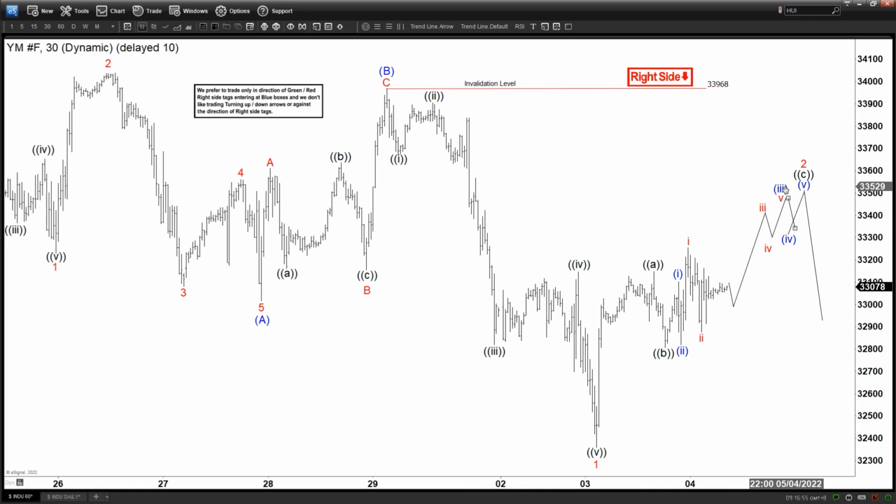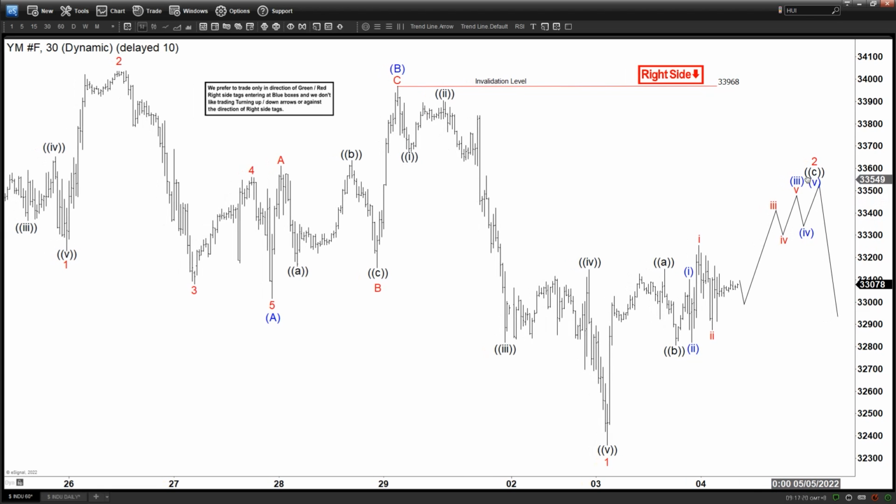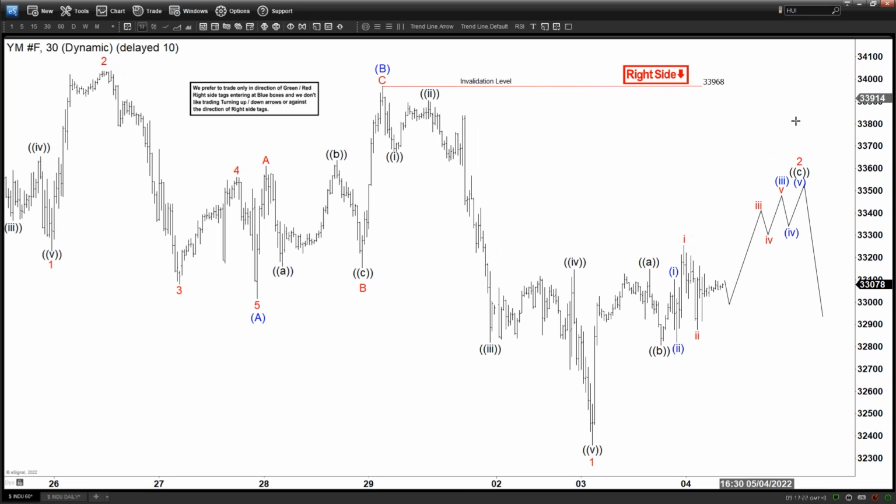of C. Within the 2 of C we should subdivide into 3 waves, right? So we subdivide into another zigzag ABC in the lesser degree here, and that should then complete the wave 2, okay, before it turns lower again. So for now, as you can see, we have the right side down at 33968, which means we are favoring the downside, and this is the first degree bearish level or bearish key pivot. Okay, so as long as we don't break above 33968, we should continue to see more downside again.